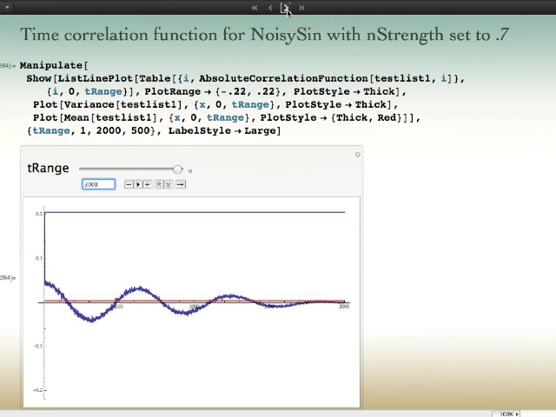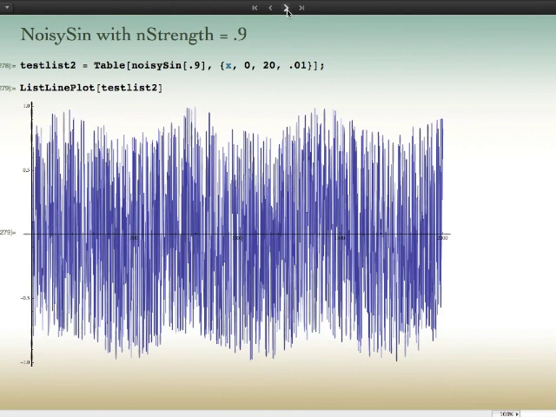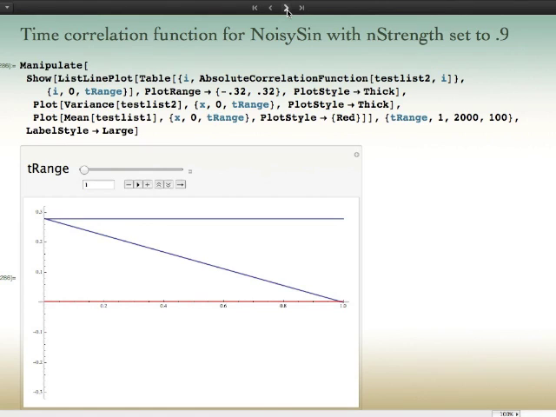So that's that. Let's try it again, but this time we're going to make our noisy sine function using n strength equal to 0.9. So now we've made it even noisier. The last one was just 0.7. Now it's up to 0.9. And looking at this data, you might never guess there's a sine function buried in there if this was the only thing you had, if this was some measurement you made.